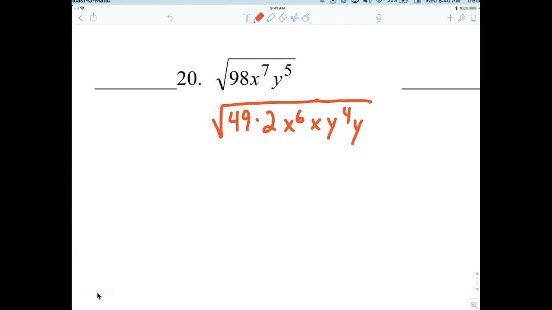Now, the reason why we're not doing 14 and 7 is because neither one of those is a perfect square. Oh, I keep thinking that you can divide by 2. No. All right, square root of 49: 7. Square root of x to the 6th, square root of y to the 4th. What's left behind? 2xy.